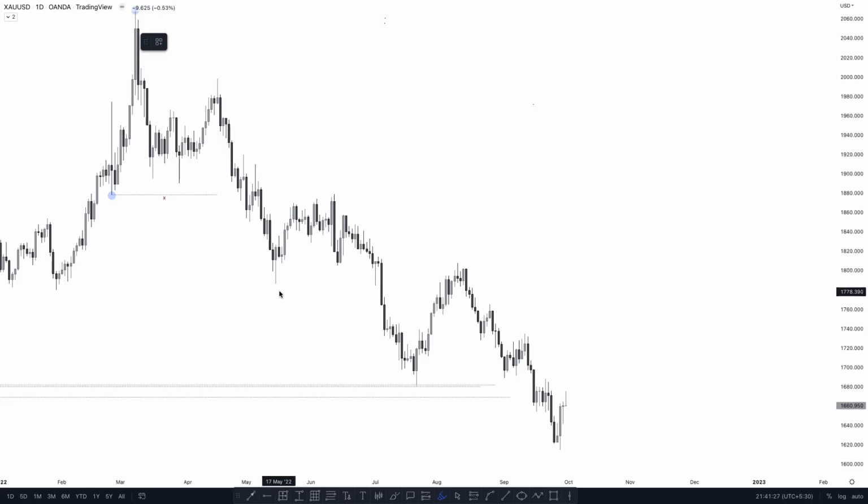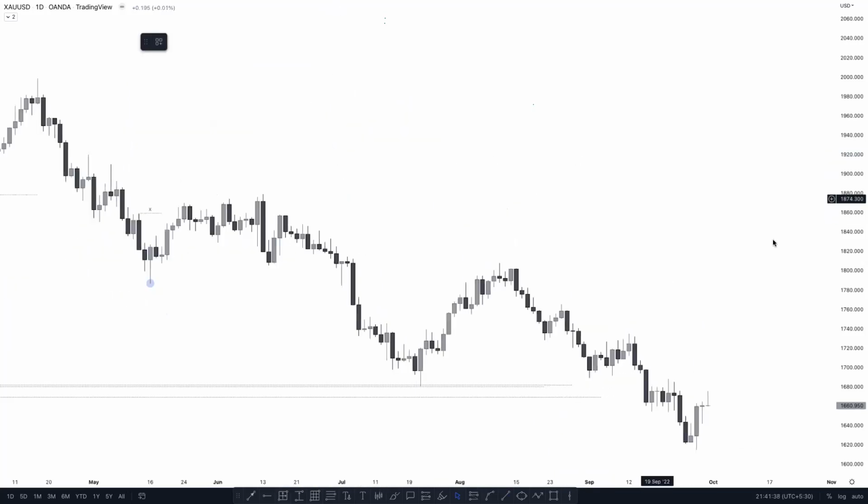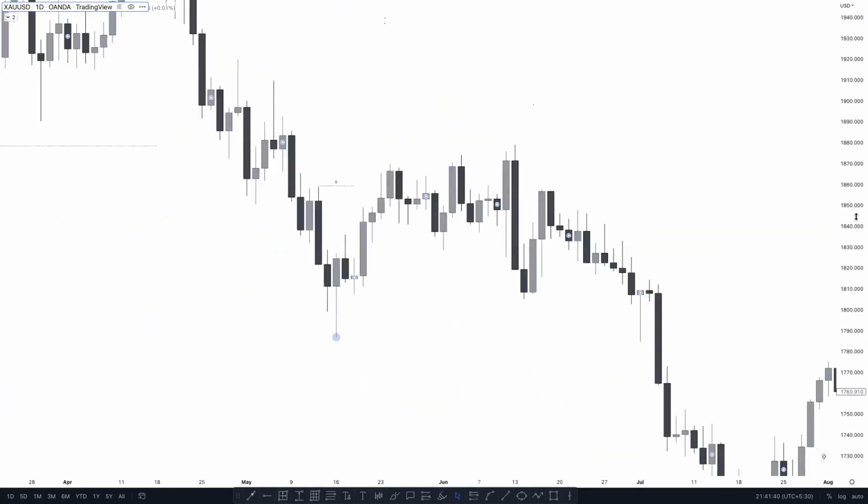So in this case, what happened here? This becomes our new lower low here. Why? Because this acts like an inducement, right? So this is our inducement. Why? Let me show you exactly.